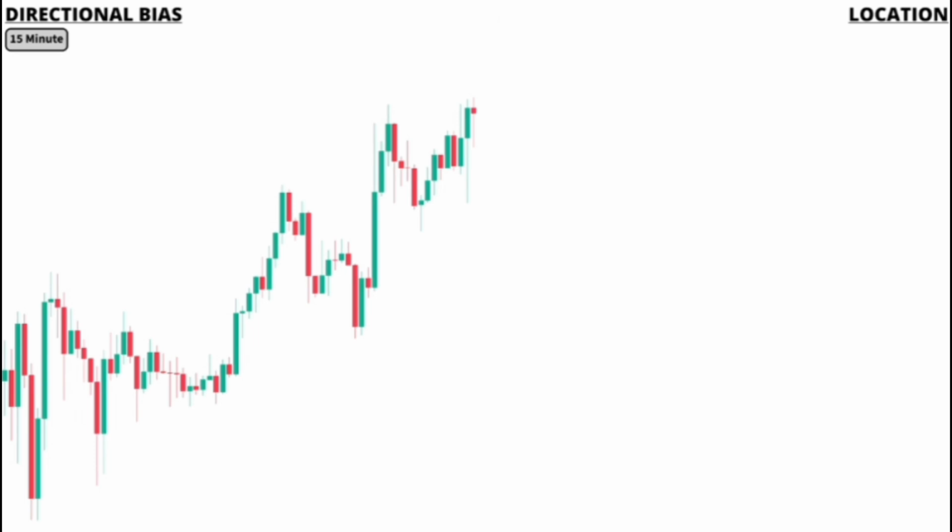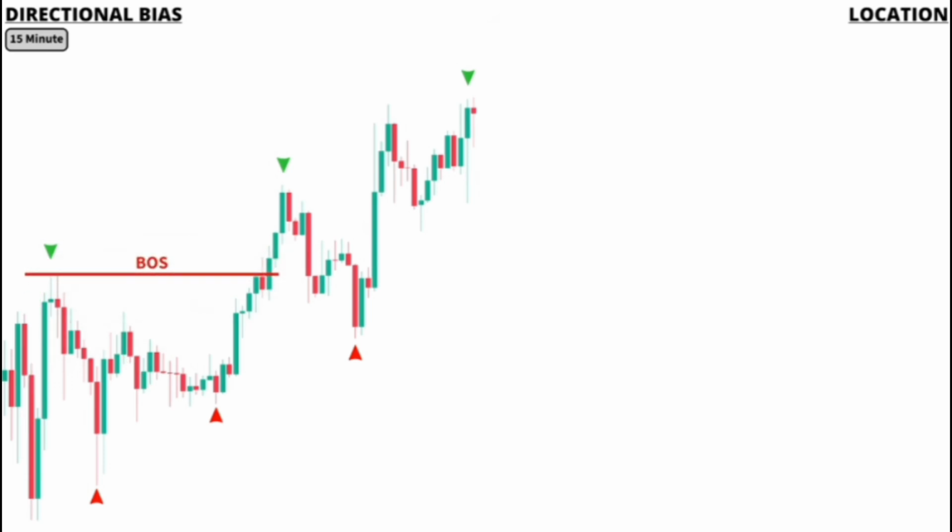Take a look at this chart. To understand market structure, we focus on structural highs and structural lows. These aren't indicators, they're simply the natural movement of price. When price creates a high, pulls back, then moves higher and breaks above the previous high, that's called a bullish break of structure, BOS. Take a look at the chart on your screen.